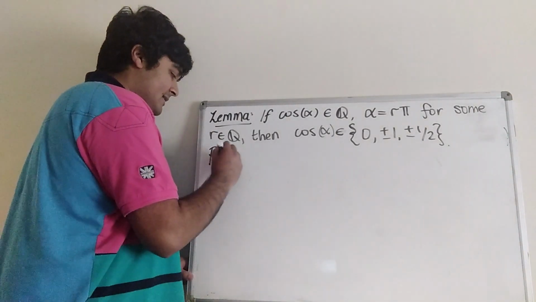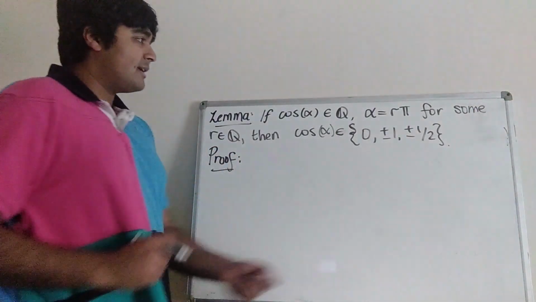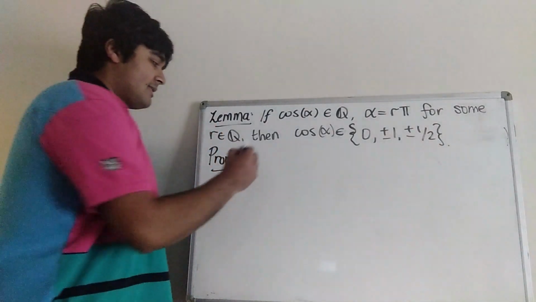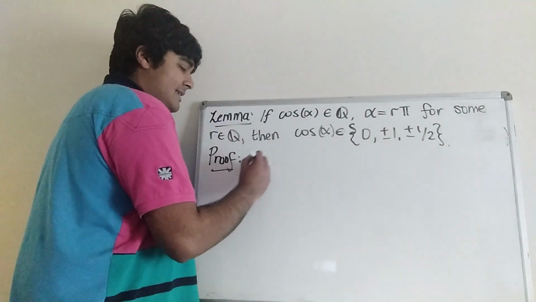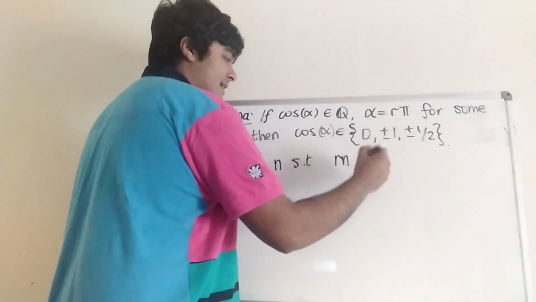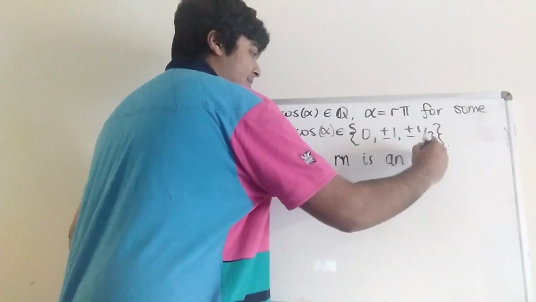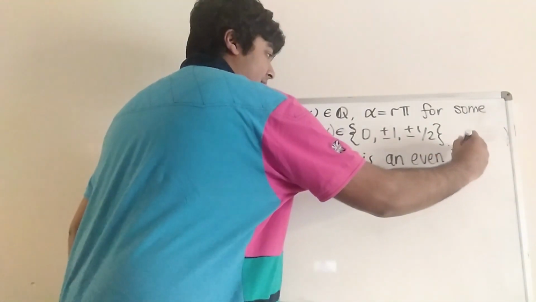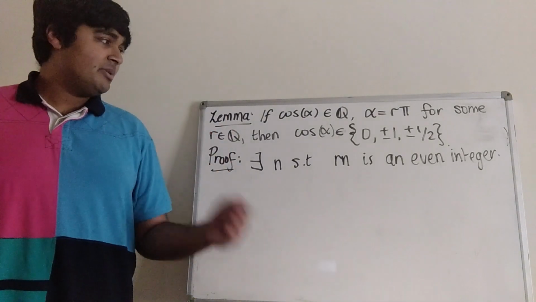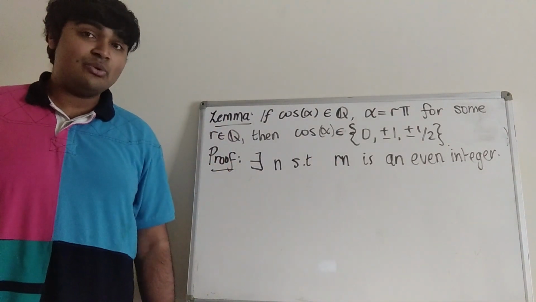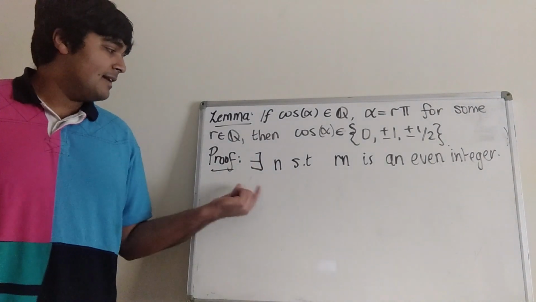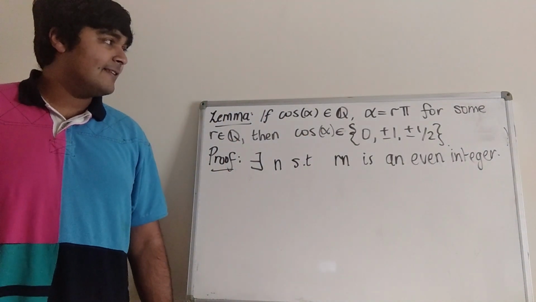So the proof for this is, well, because alpha is equal to r times pi, and r is rational, the fact that r is rational means that there exists an integer n such that r times n is an even integer. Okay, so if r is, say, p over q, then just let n equal 2q, and then you'll get that r times n is just 2 times p, so something even. So there exists n such that rn is an even integer.